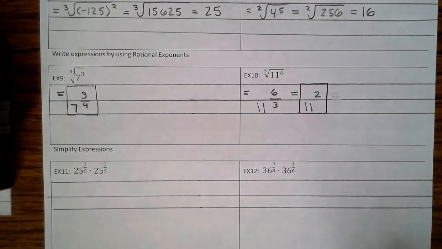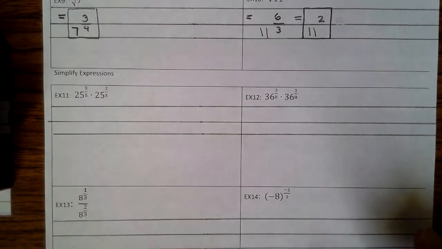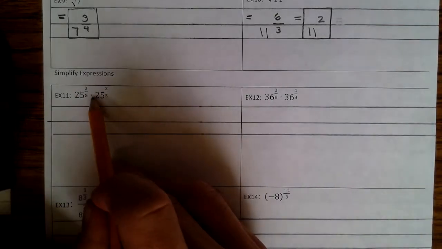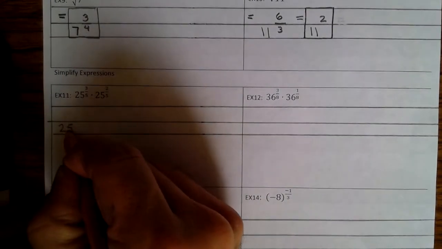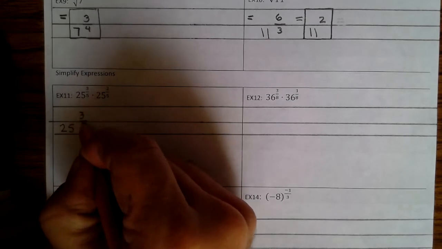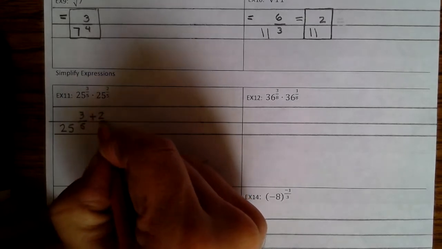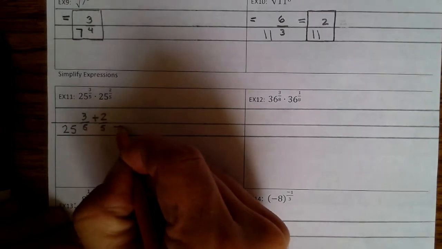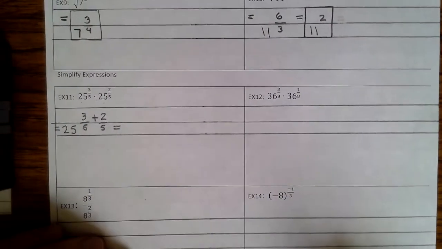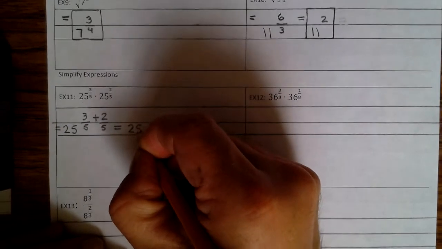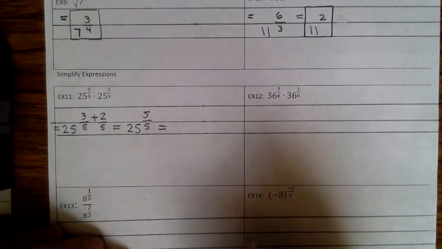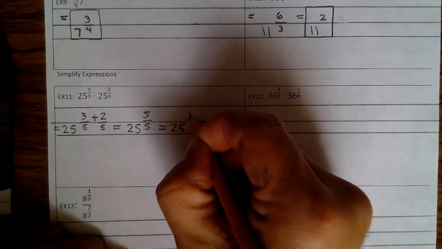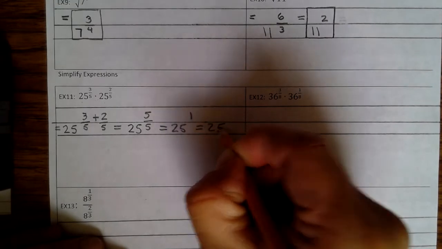Okay. All right, let's take a look at example 11. Simplify the expression. Now, when you multiply and the base is the same, you add the exponents. So that's 25 to the 3 divided by 5 plus 2 divided by 5, which equals 25 to the 5 divided by 5, which equals 25 to the first power, which just equals 25.